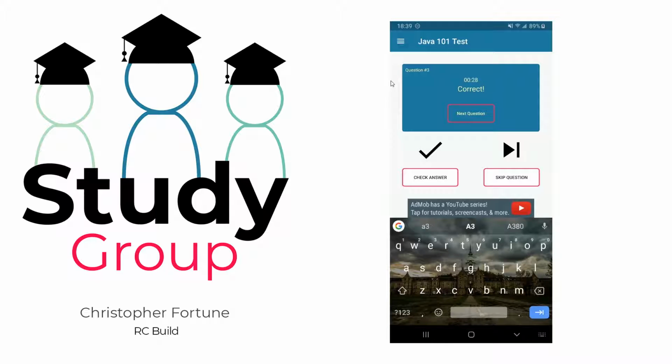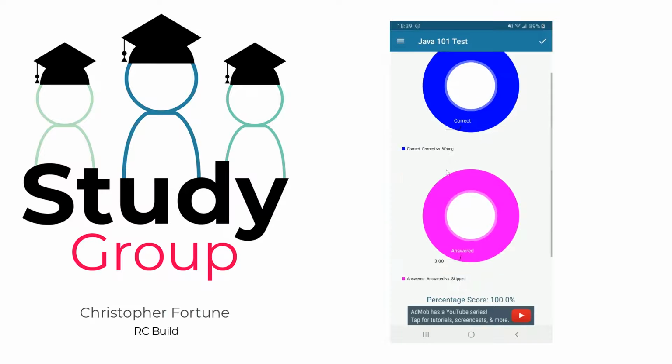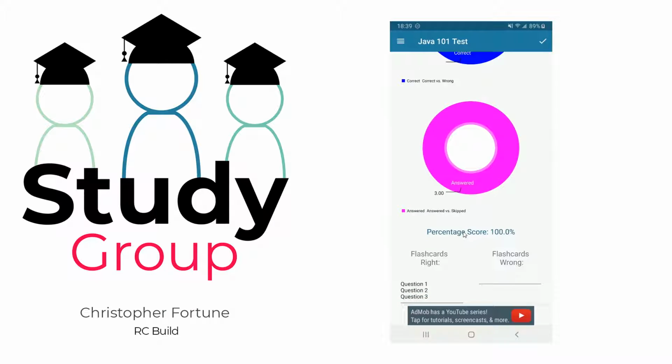Correct. So again, when a user is taking a flashcard test, it will say correct if they answered the question correctly, and it will say wrong if the user entered a wrong answer, and then it will display the correct answer. So if they wanted to know what that answer was, they would immediately see it. Let's press next. Again, it displays the correct versus wrong, the answered versus skipped, the overall percentage score, and the questions right and then the questions wrong.